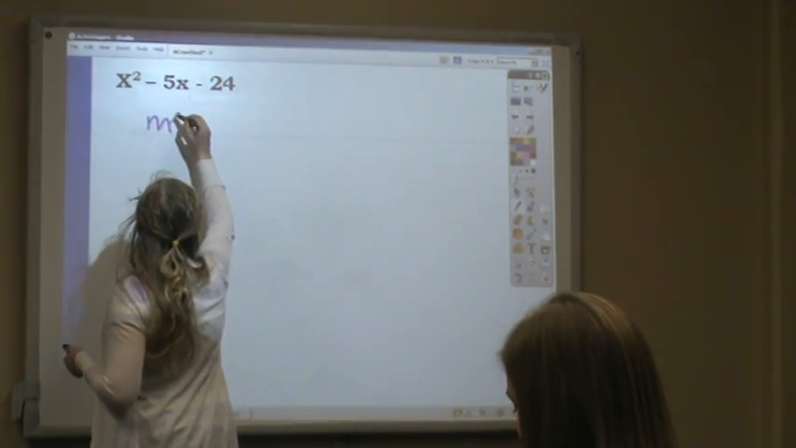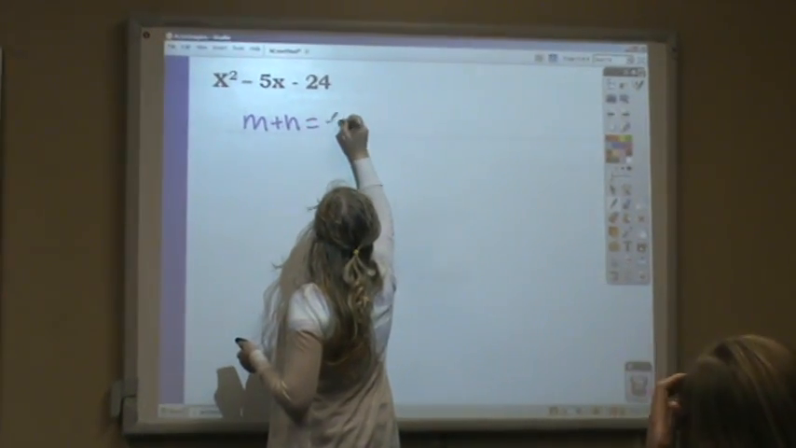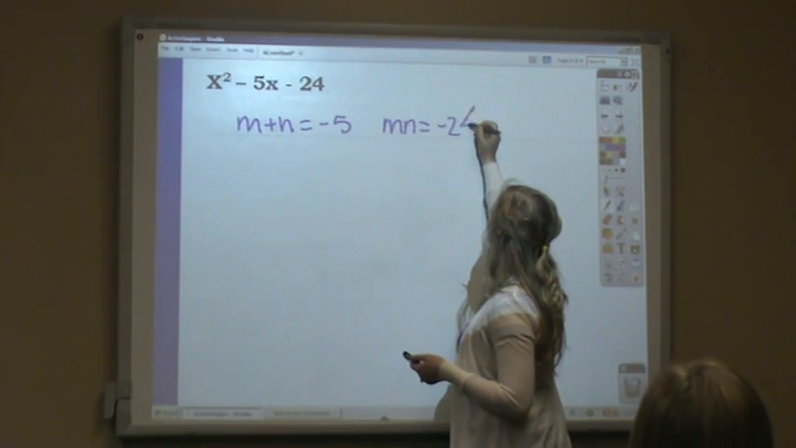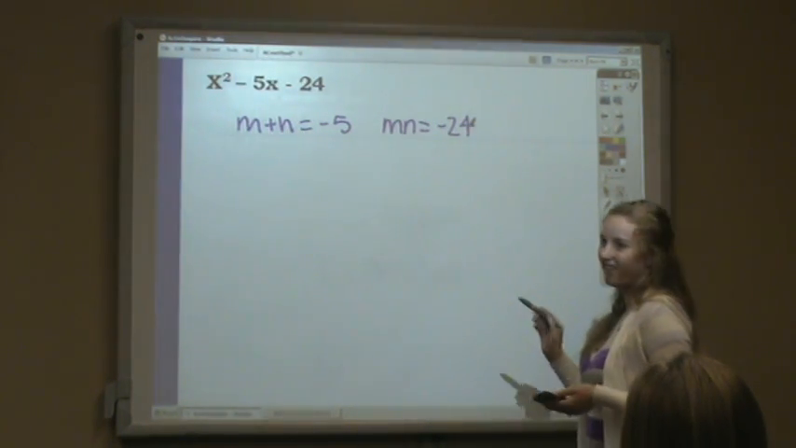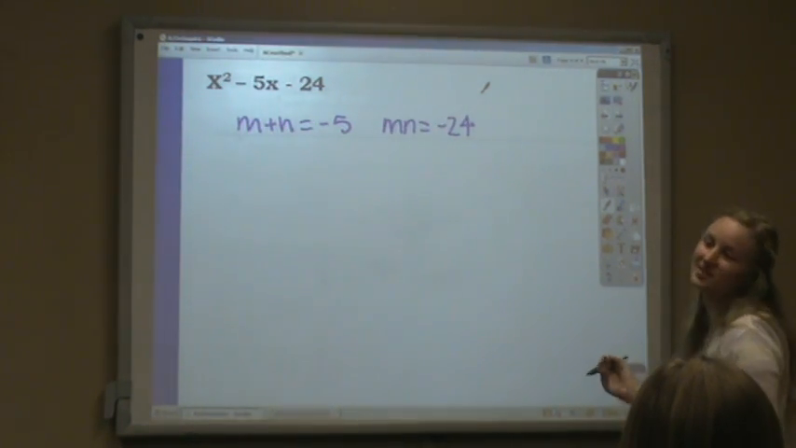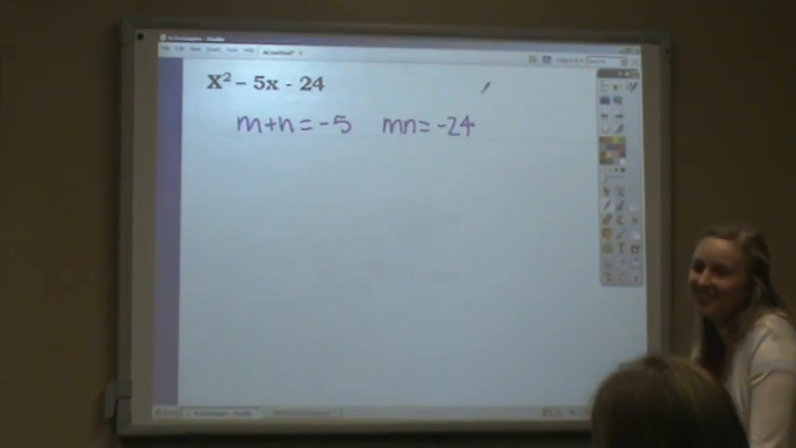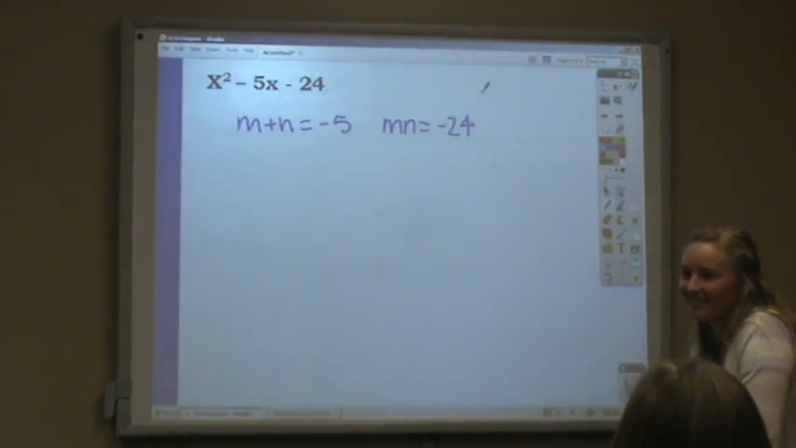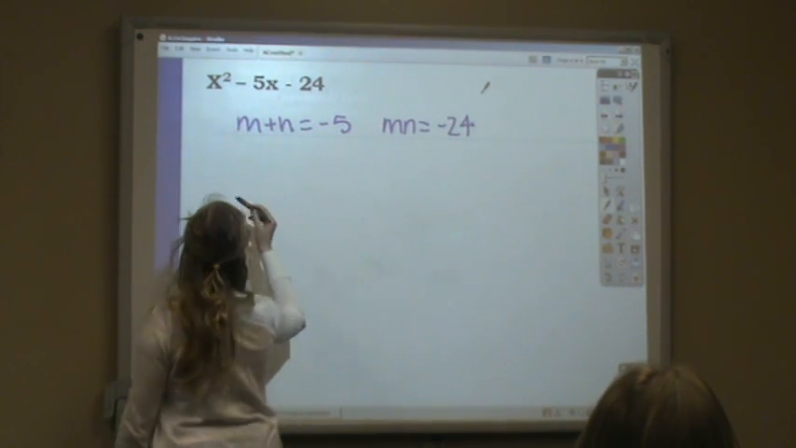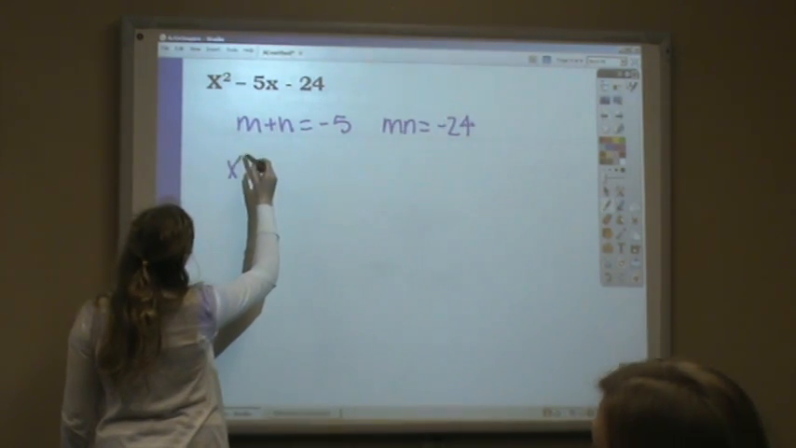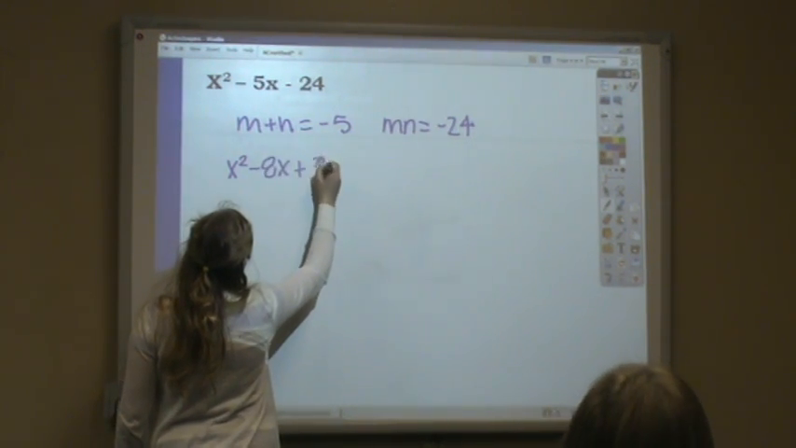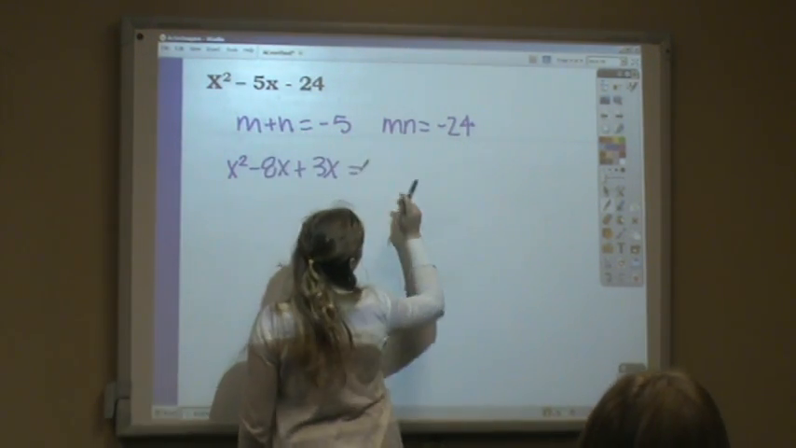So we have our M plus N equals negative 5, M times N equals negative 24. What did we do? Negative 8 and positive 3. Place of B. I was like, where are you getting that?